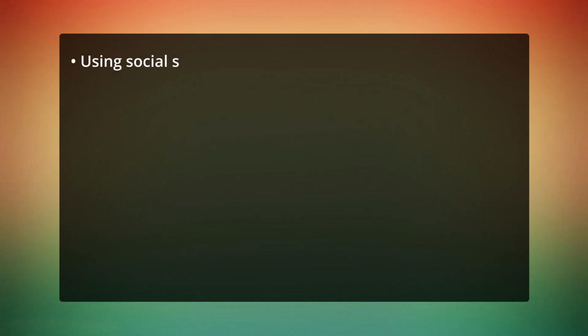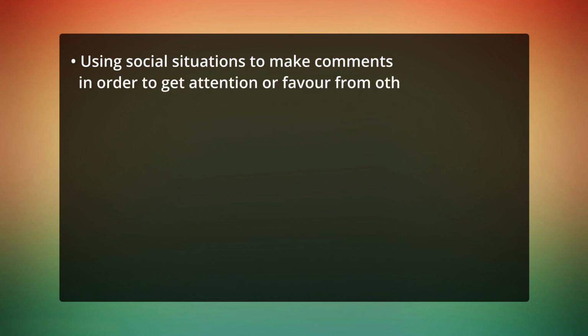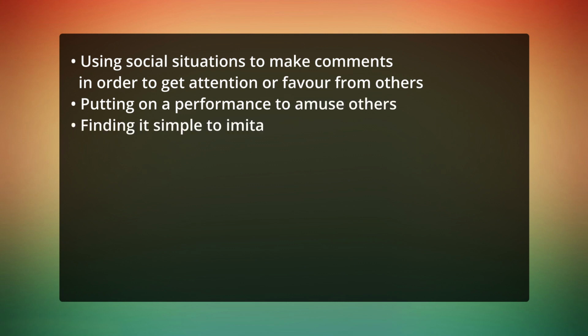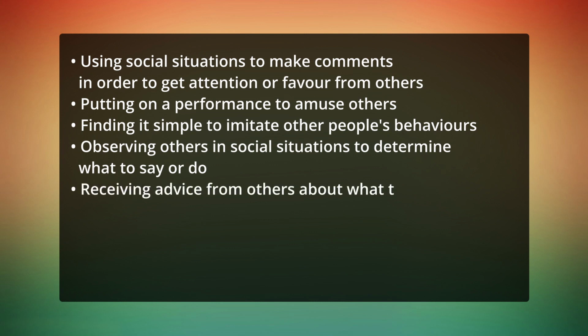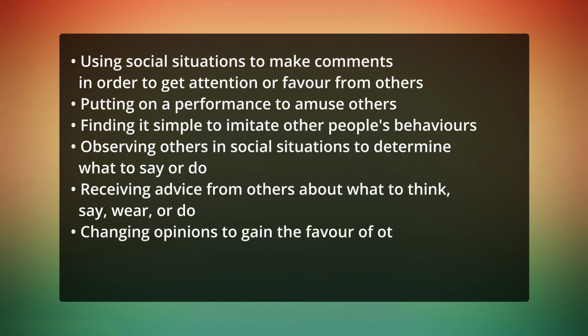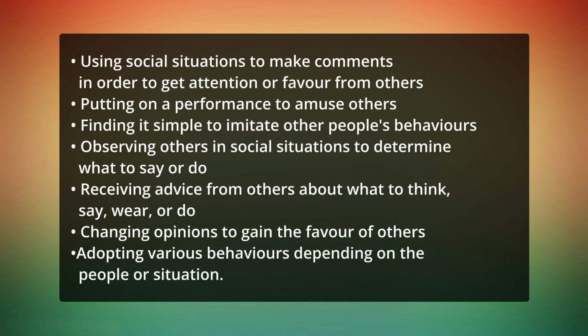Among the indications of self-monitoring are using social situations to make comments in order to get attention or favor from others, putting on a performance to amuse others, finding it simple to imitate other people's behaviors, observing others in social situations to determine what to say or do, receiving advice from others about what to think, say, wear, or do, changing opinions to gain the favor of others, adopting various behaviors depending on the people or situation.